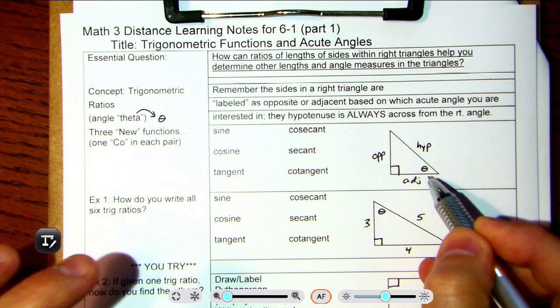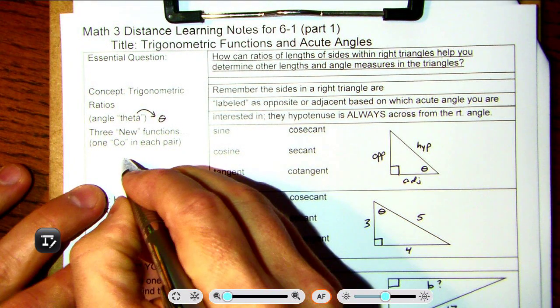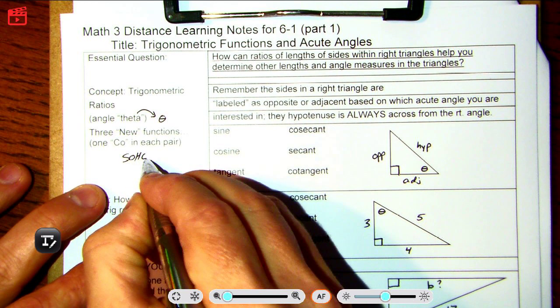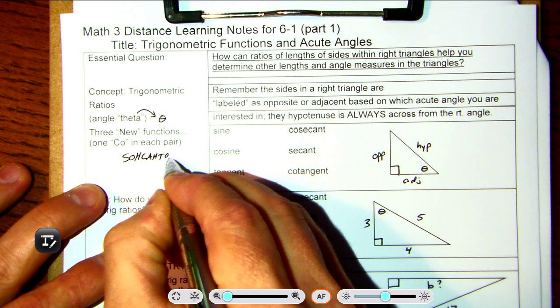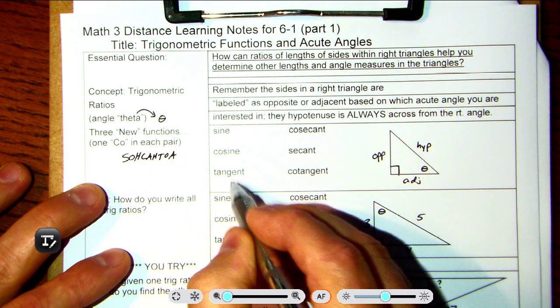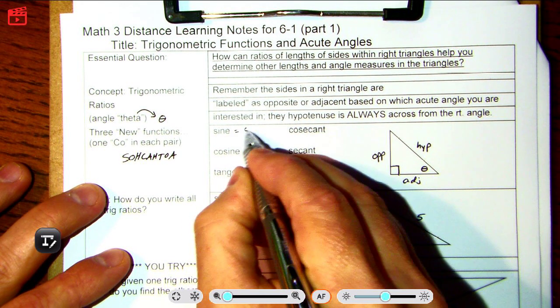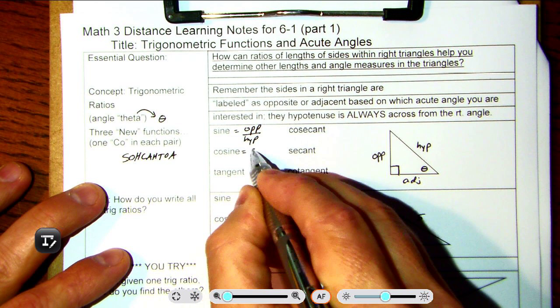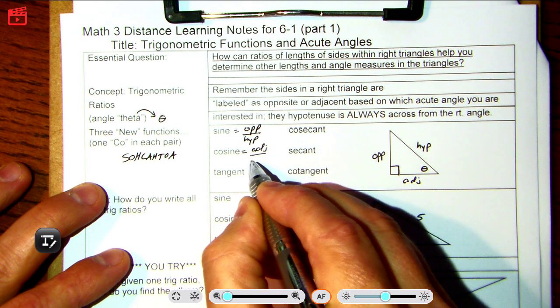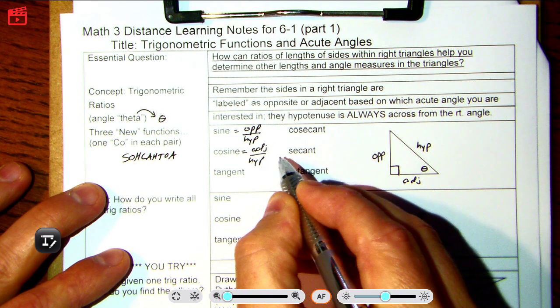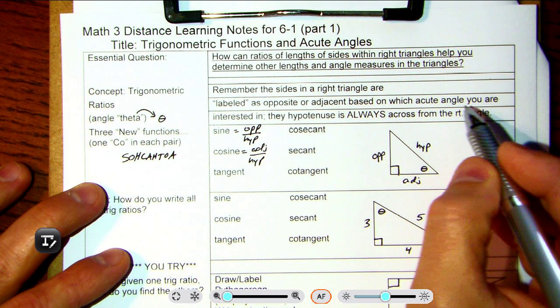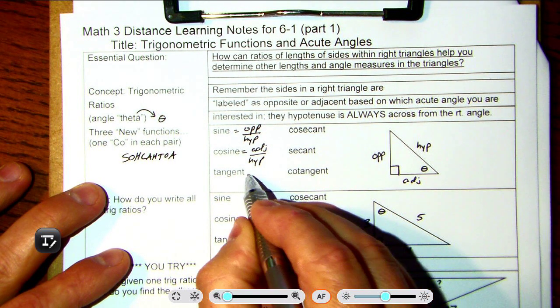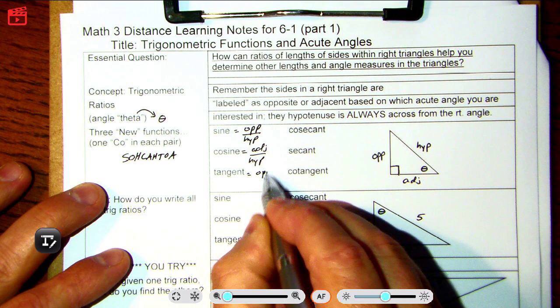Okay, so you also have a little thing you can remember, SOHCAHTOA, if you remember that from years past, that can help you remember these basic three right here. Sine is equal to opposite over hypotenuse. Cosine is equal to the length of the adjacent side over the length of the hypotenuse. And it's always lengths, the lengths of the sides. Tangent is opposite over adjacent.